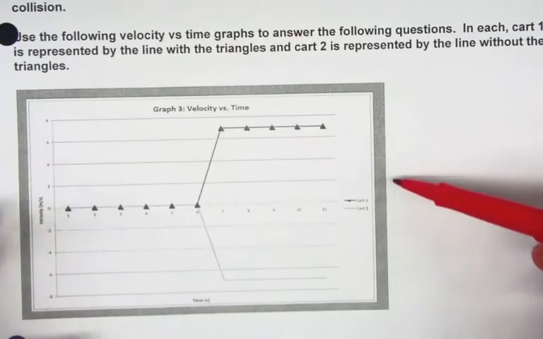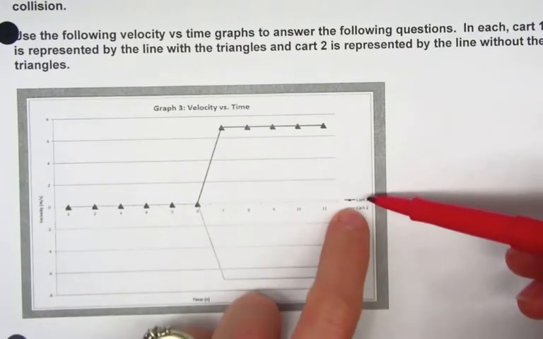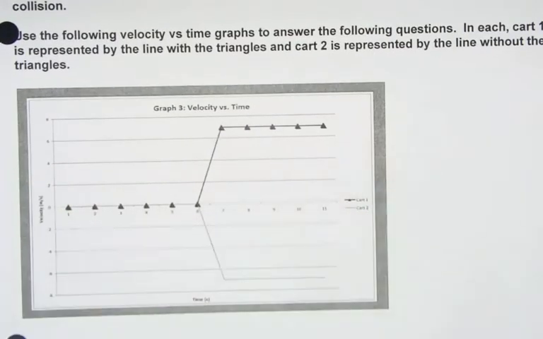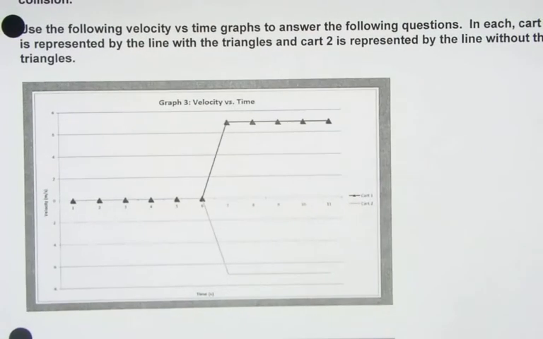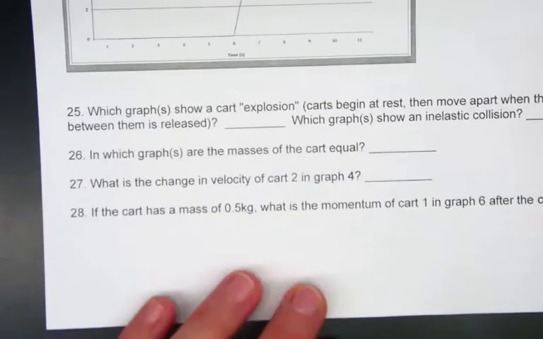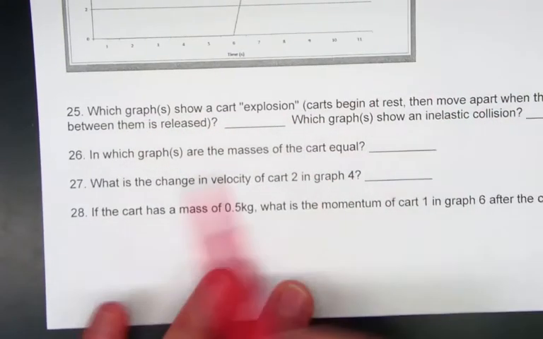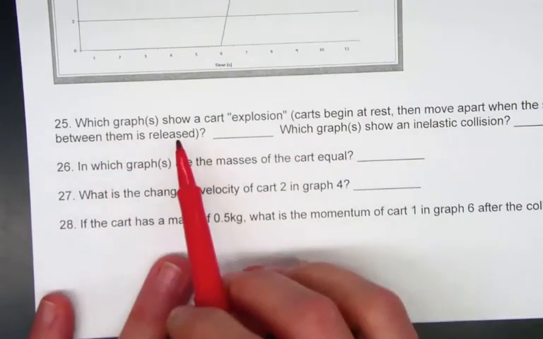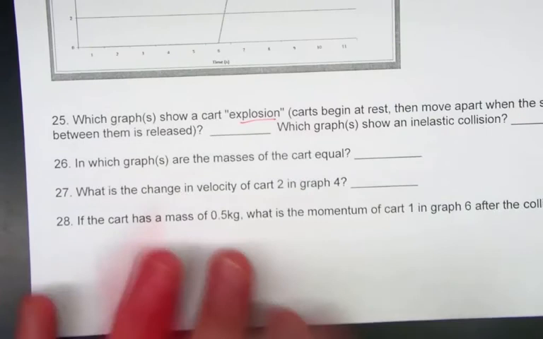First of all, a couple things you want to notice. Cart 1 is the triangles. Cart 2 is the gray line. Okay, so we know the difference between the two carts. The questions are on the back of the next page. So we have 25 through 28. And it says, which graph shows a cart explosion?